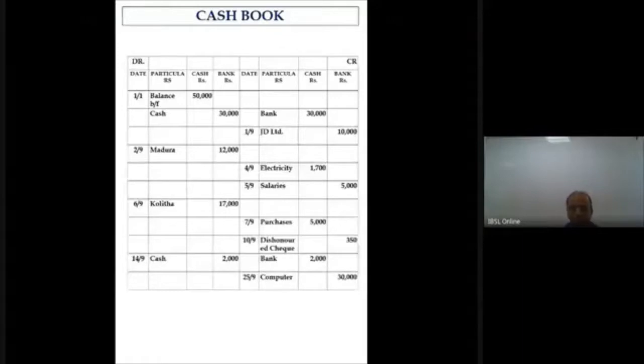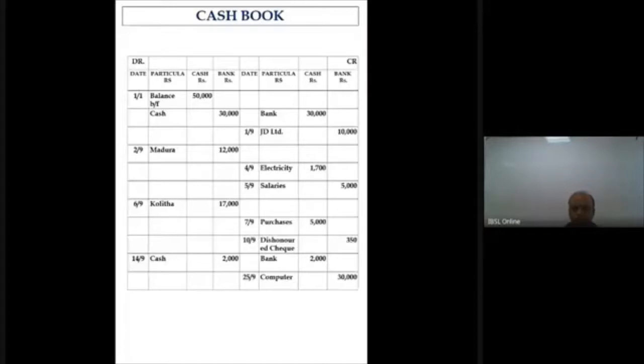Okay, then the next part is balancing the account. Here, there are two columns, cash and bank, so your balancing should happen separately. First let us look at the cash column. On the debit side you have 50,000. On the credit side you have 30,000, 700, 5,000 and 2,000. So obviously you have to take the largest total, which is the 50,000. So that will be your total.